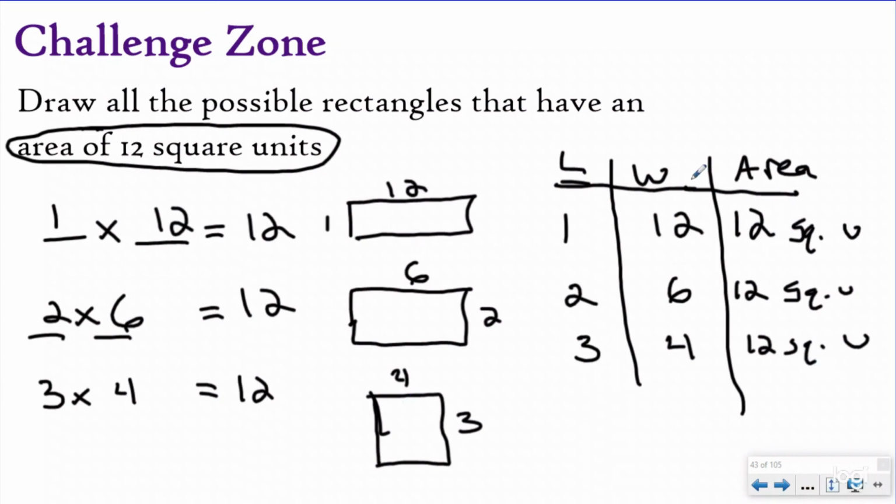So I drew them out. I also made this chart. This chart's going to come in handy when you start doing more high-level math. But I was just thinking what factors make 12, and then I just went ahead and made those the dimensions of my rectangle because again, arrays and area are the same thing.